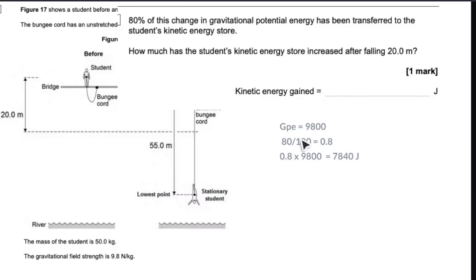Now to find 80% of it, first we're going to divide 80 by 100. Remember, whenever you're finding percentages, you always divide the number by 100 first. So if you're finding 80%, you're going to divide 80 by 100. This gives you this value, which is the multiplier. And since you're finding 80% of 9,800, you multiply the multiplier by 9,800, which gives you 7,840.